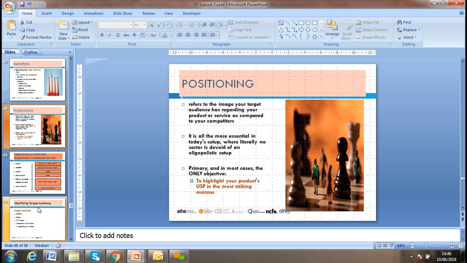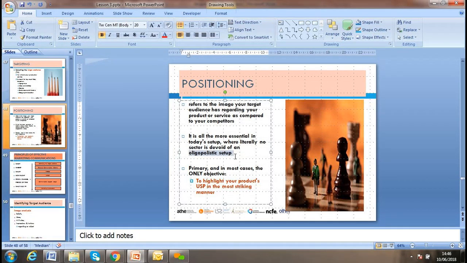Literally no sector is devoid of an oligopoly. Oligopolistic setup is a sort of economics where there are few firms. Monopolistic is one firm, while perfect competition is the opposite. We don't have real perfect competition, but we have competition. So we need to look at the unique selling point, USP, and how we can create it within a product. It can be features, it can be color, like pink, yellow, and these sort of colors can be helpful.